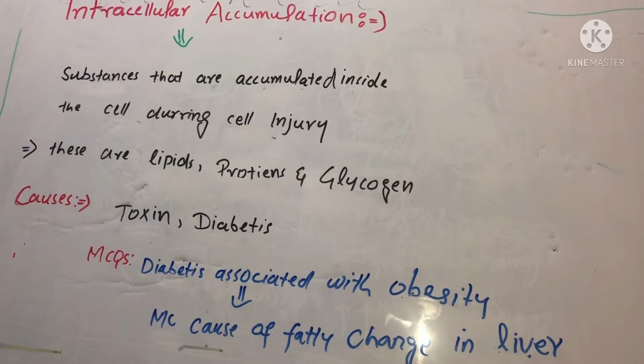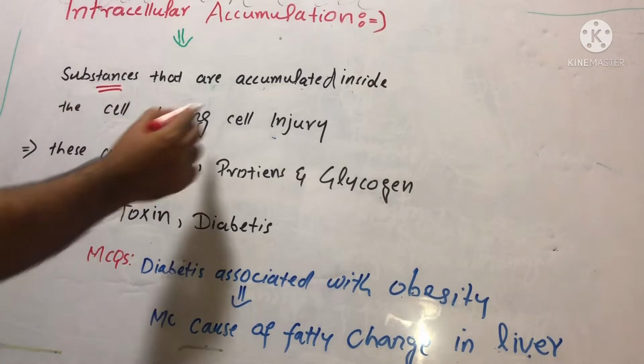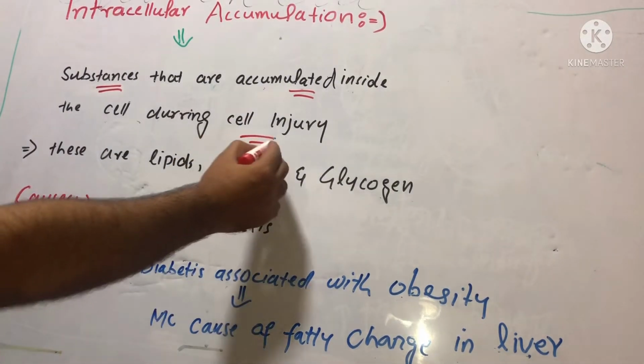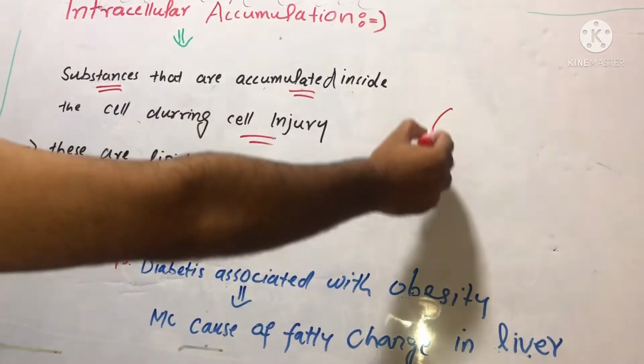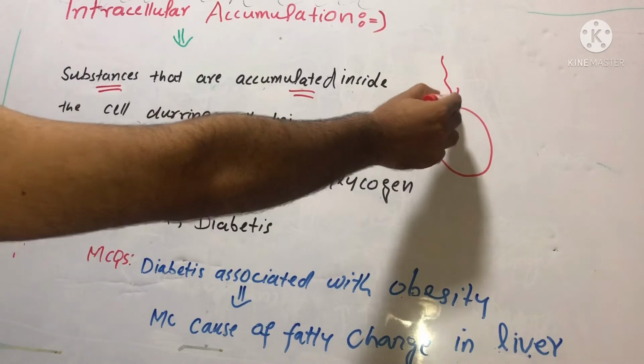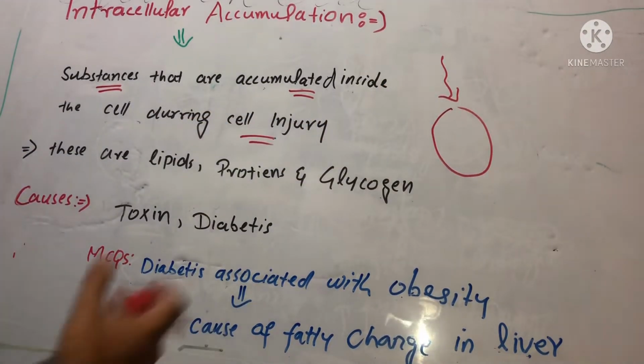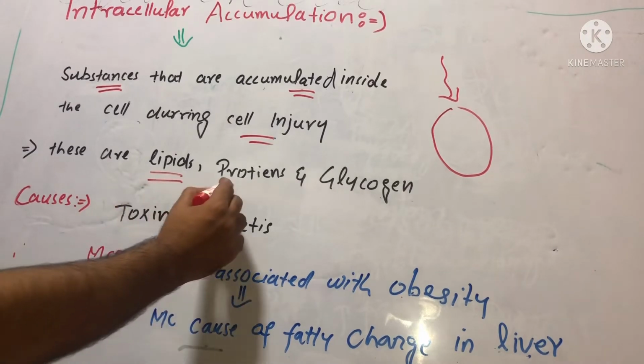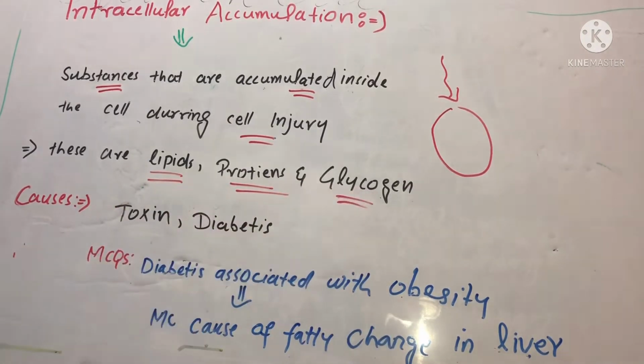Hello guys, today our topic is intracellular accumulation. Intracellular accumulation means those substances that accumulate inside the cell during cell injury. For example, if a cell gets injured, what will be those substances that accumulate? These substances are lipids, proteins and glycogen.